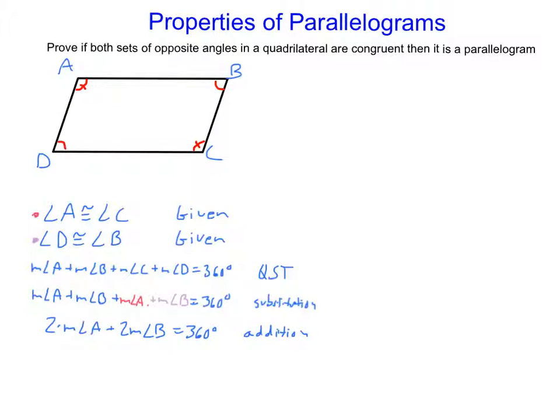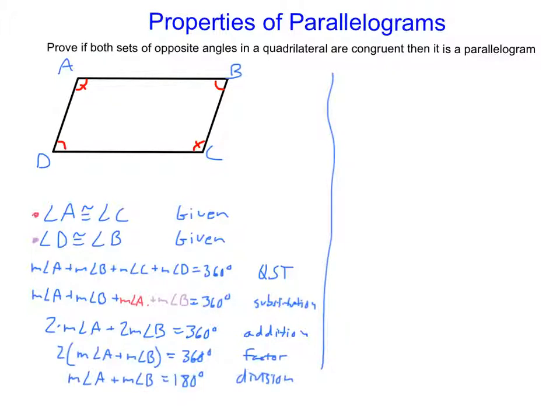And there's 2's in front of both of those, so I can factor that out. And divide. So all of this step here got me to a point where now I know that A and B are supplementary to each other.